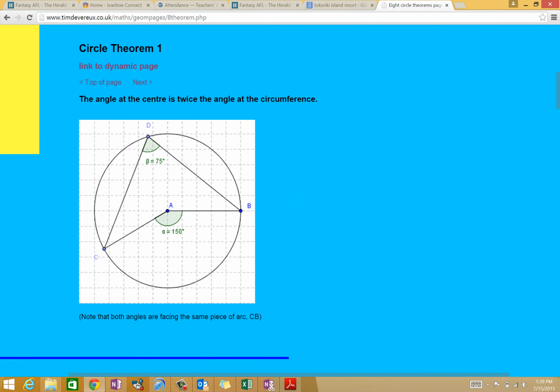Circular theorem number 1 states the angle at the centre is twice the angle at the circumference. Can you see there that angle alpha is twice angle beta? That's one of your circular theorems. All right. Now we're going to go through this in more detail.